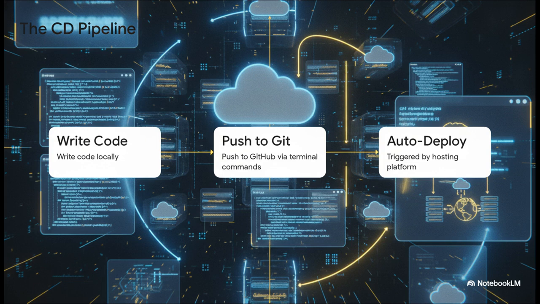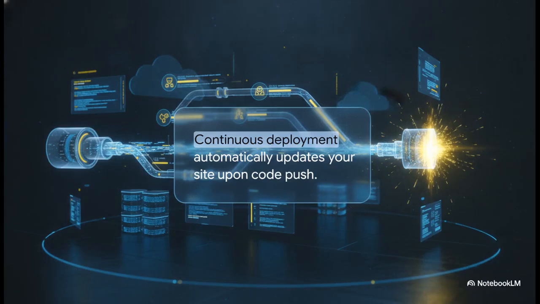First, you write your code locally. Second, you push that code to a remote repository like GitHub using simple terminal commands, specifically git add, git commit, and git push. And third, the moment that code hits the repository, your hosting platform detects the change and automatically triggers a new deployment. You don't have to manually upload a single file. So the crucial point is this. Continuous deployment means that your website automatically updates whenever you push new code to your repository.